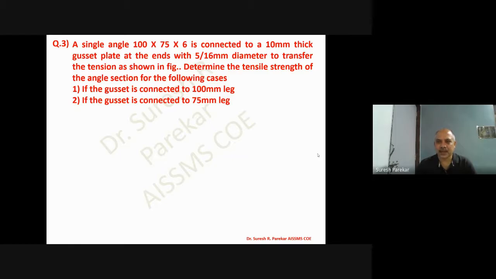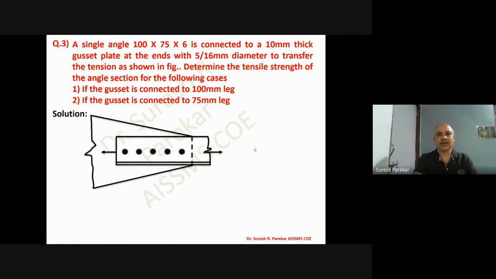As we are determining tensile strength, this is an analysis problem, and we have two cases. In one case we are going to connect the 100 leg, and in the second we are going to connect the 75 leg, and we will see the difference in the strength of the angle section. The diagram is given, in which we have the pitch and edge and end distances. So now we will go with this.